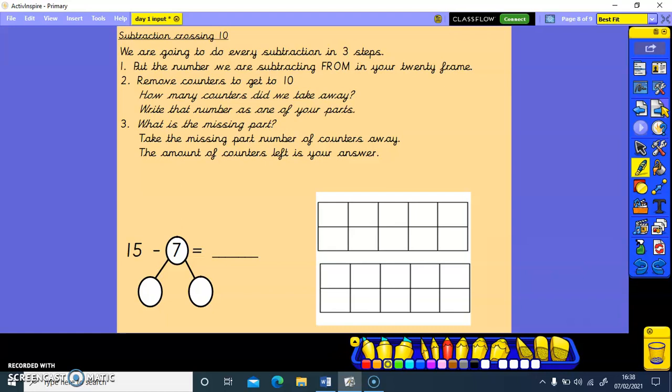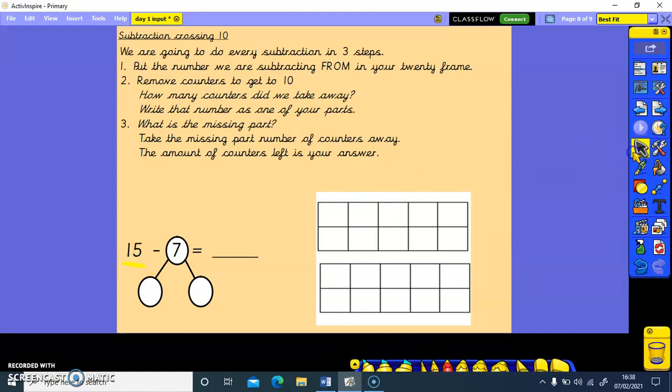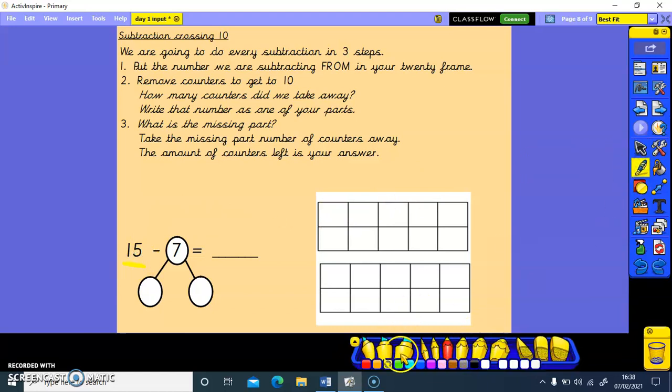So, how many need to be in my tens frame? 15. Why 15? 15 is the number we are subtracting from. 15 pasta pieces, Lego pieces, whatever you lovelies have got to hand, in they go. Are we ready? 1, 2, 3, 4, 5, 6, 7, 8, 9, 10, 11, 12, 13, 14, 15. Stop because I've reached my number here that I'm subtracting from.